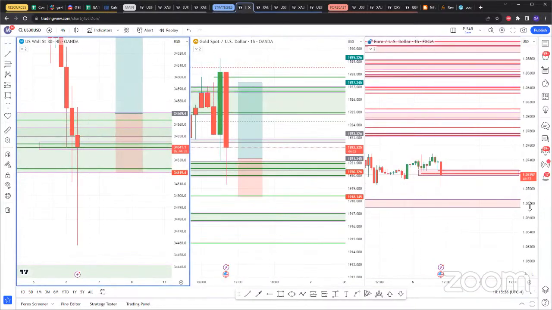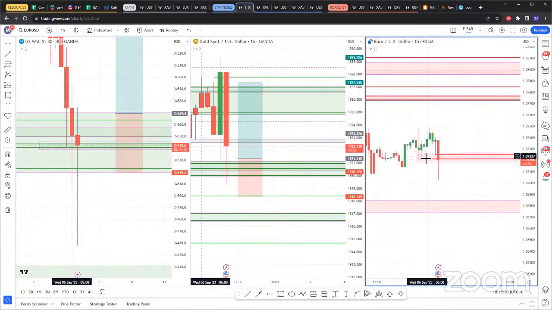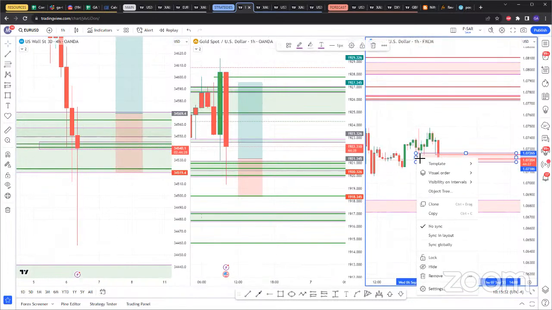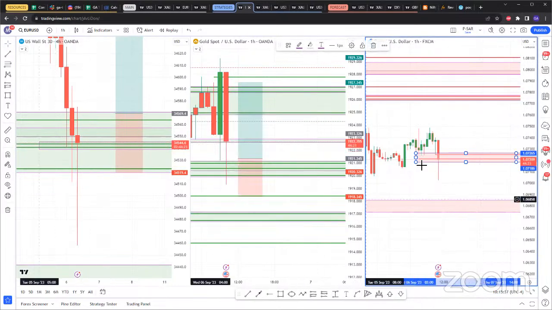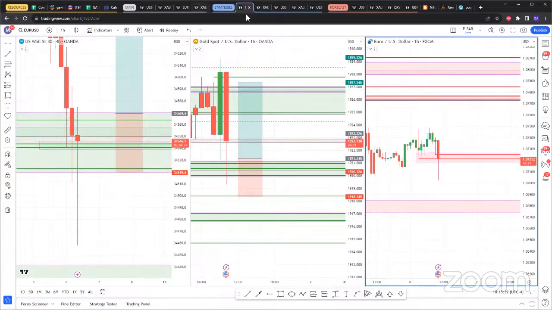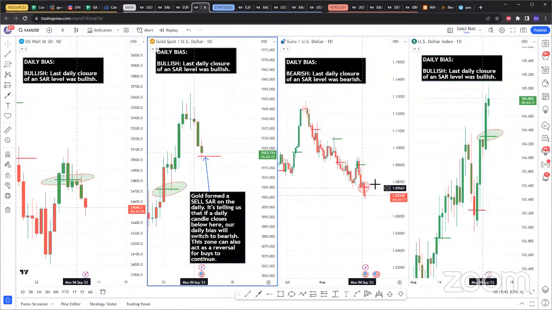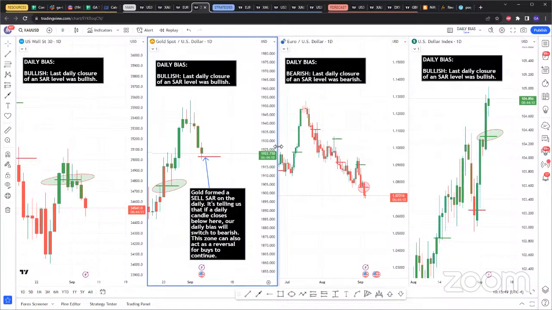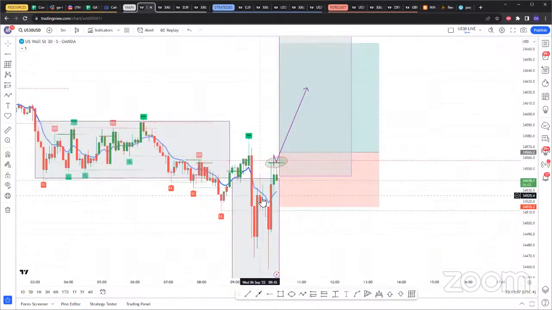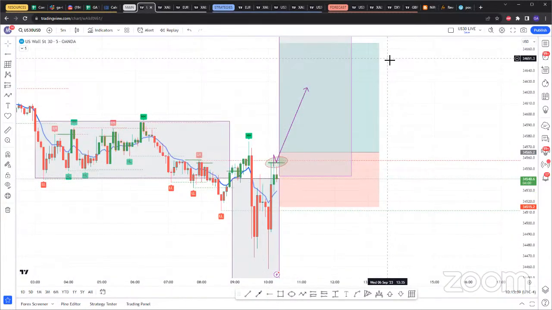EU, if we get 2 hourly candles closing below this sell SAR, that will be a sell entry. Keep in mind, my daily bias for EU is bearish, ideally, because we have a daily candle that closed below a sell SAR. If gold closes below this sell SAR on the daily, tomorrow my bias on gold will be bearish. US 30, I'm still bullish, ideally because of this. And that's another reason why I'm trying to catch this. But always wait for confirmation.